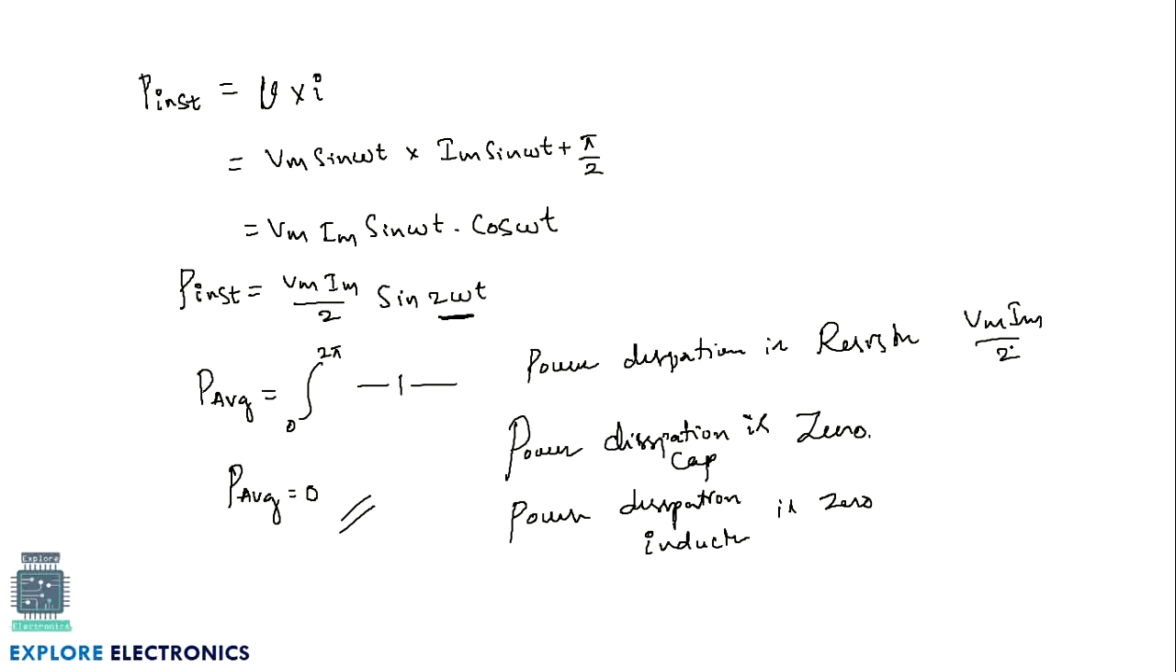In the next video, let us see the combination of R, L and C circuits: R with L used in series, R with C used in series, and R, L and C used in series. We will see how the current and voltage expressions will be, and let us write the phasor diagrams for those also.